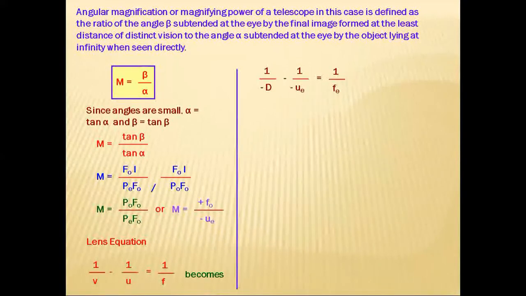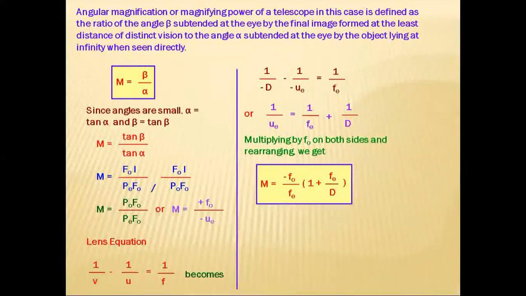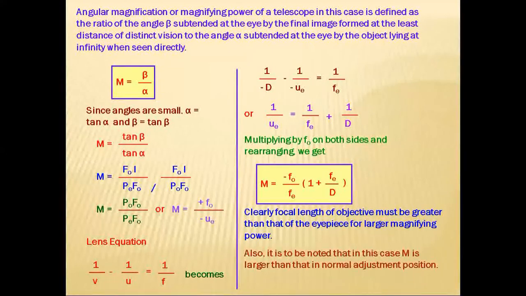M equals minus f0 by u_e, and we know the lens equation 1 by v minus 1 by u equals 1 by f, and 1 by minus d minus 1 by minus u_e equals 1 by fe. So 1 by u_e equals 1 by fe plus 1 by d, and we put it into the magnification equation. Then we can write that the total magnification M equals minus f0 by fe into 1 plus fe by d. This is the total magnification equation in telescopes, and it is a very simple equation.